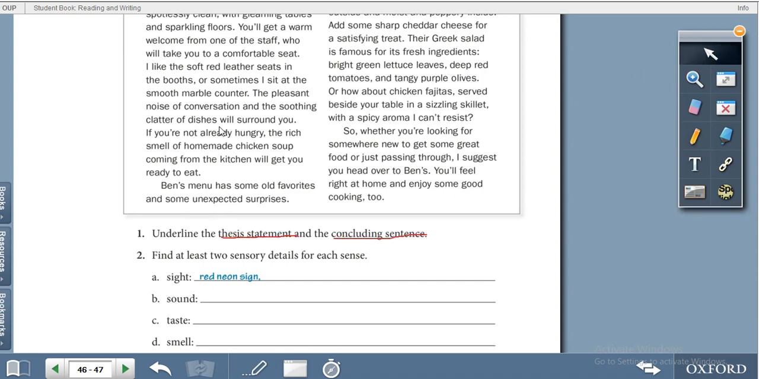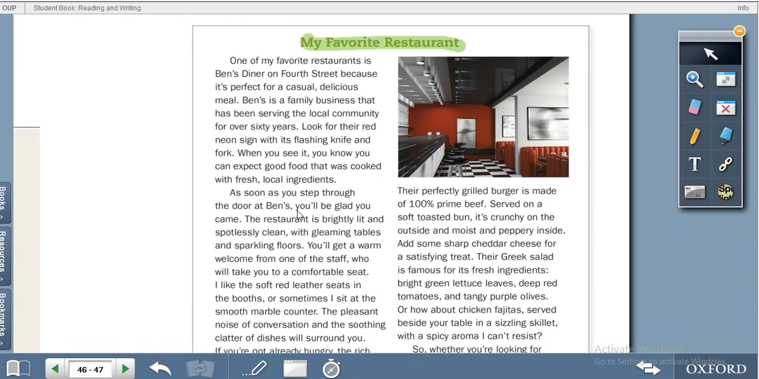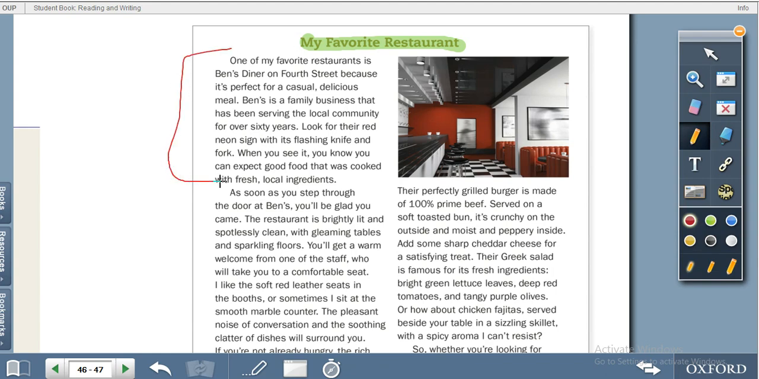Okay, where can we find this thesis statement? We have already discussed this. The thesis statement is always in the first paragraph. So the first paragraph is the introductory paragraph. You will find the thesis statement in this area. You have to read it and find out the thesis statement or the main idea.